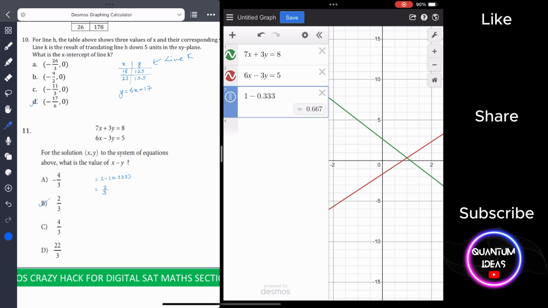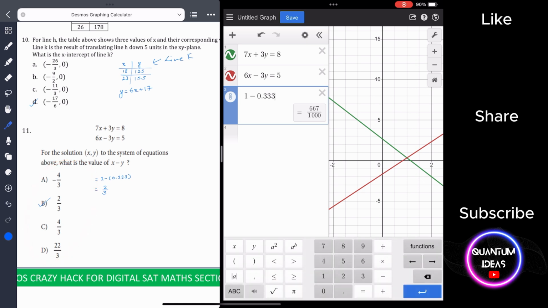On the left side, you can tap here to change it into a fraction. Since this fraction is not converging and we are not getting the answer, just tap here and keep on putting 3, 0.33, until you get the fraction. Go on, go on. You will get 2 by 3. So that is your answer. 2 by 3 is the correct answer.